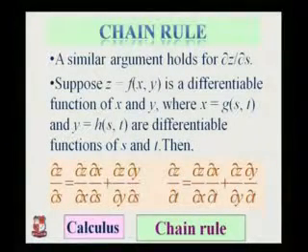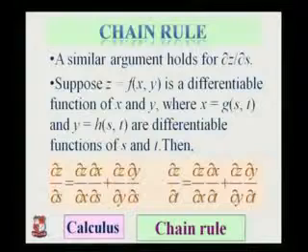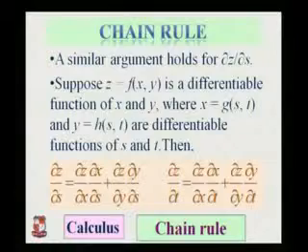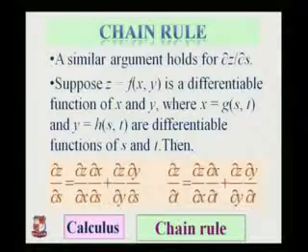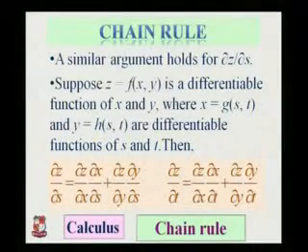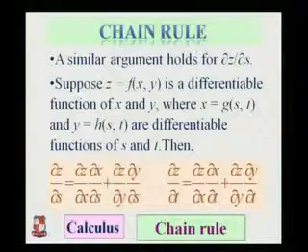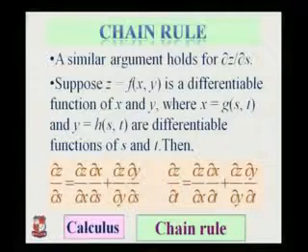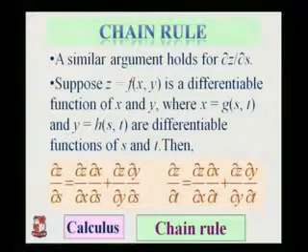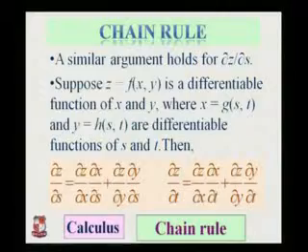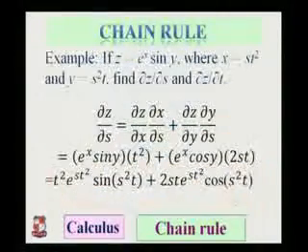Same argument we can do for del z by del s. Suppose z is equal to f of x, y, a differentiable function of x and y, where x is equal to g of s, t and y is equal to h of s, t are differentiable functions of s and t. Then we have del z by del s is del z by del x into del x by del s plus del z by del y into del y by del s. Del z by del t we already saw in the last slide.